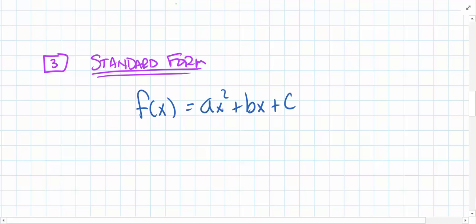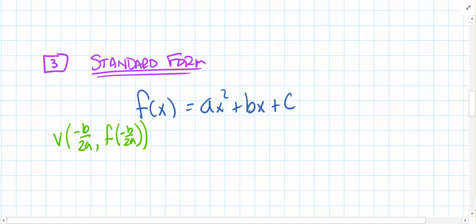Yes, we could get the vertex out of this, absolutely, by taking negative b over 2a, and then taking f of negative b over 2a. That's exactly right. We could get the vertex out of it. What else could we get out of it? What else do we know just from looking at it?